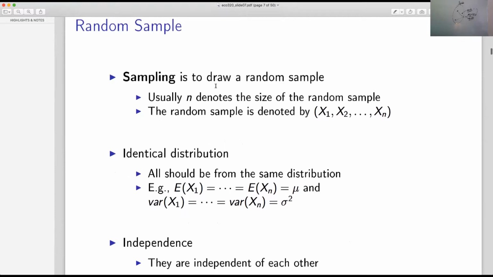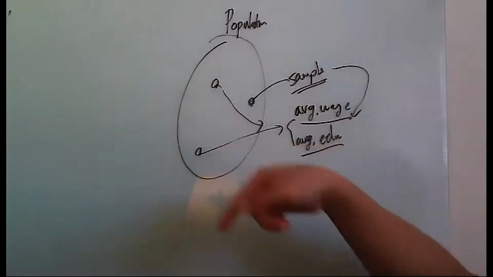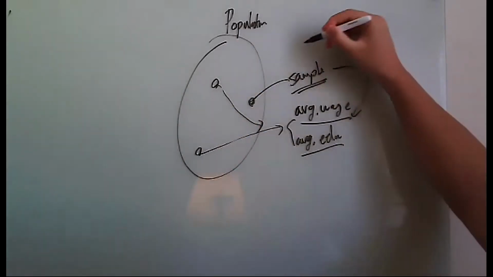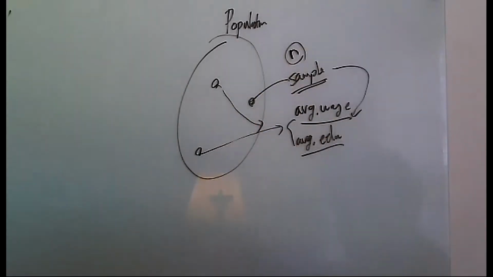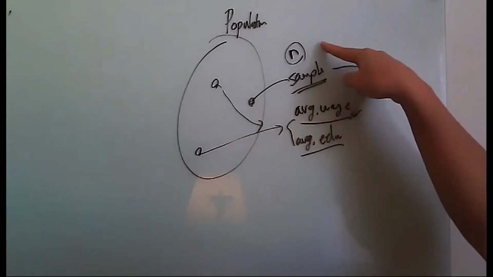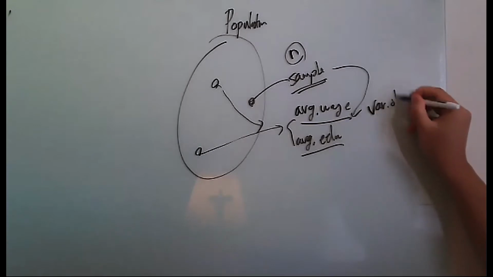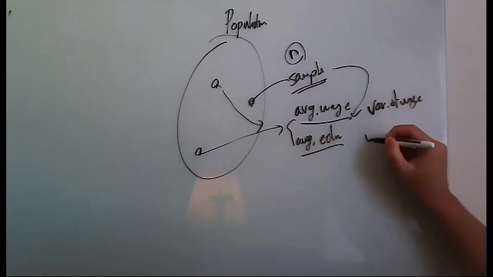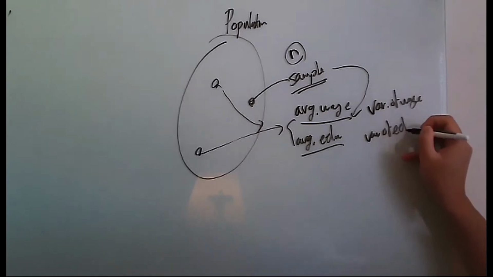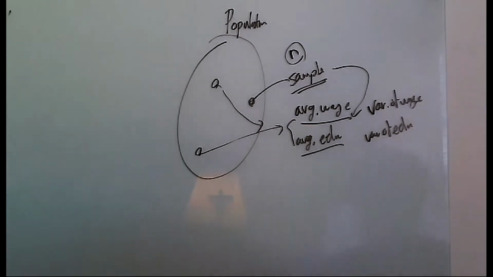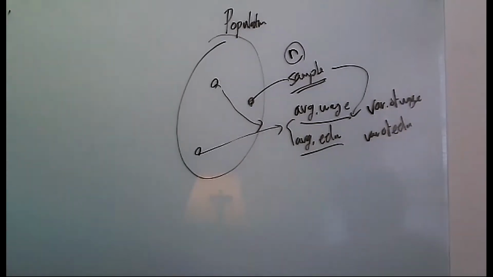So sampling is drawing a random sample. Usually n denotes the sample size, and a random sample is denoted by this. So for example, in our graph, we said, okay, this is the population, but we are selecting some n number of samples. Based on that, we can get some average and some variances, a variance of wage, similarly a variance of education, something like that. So we are selecting some random sample.